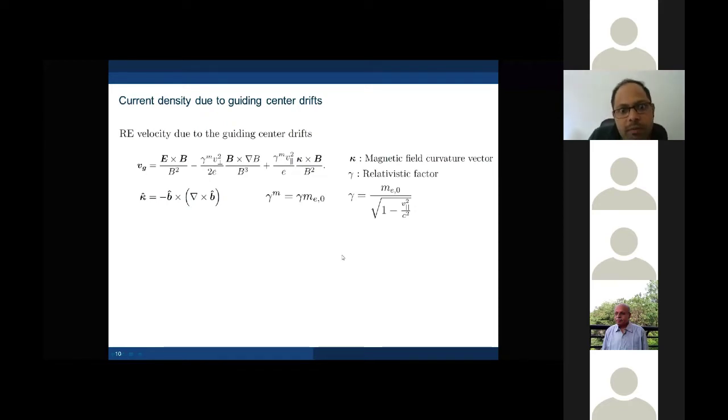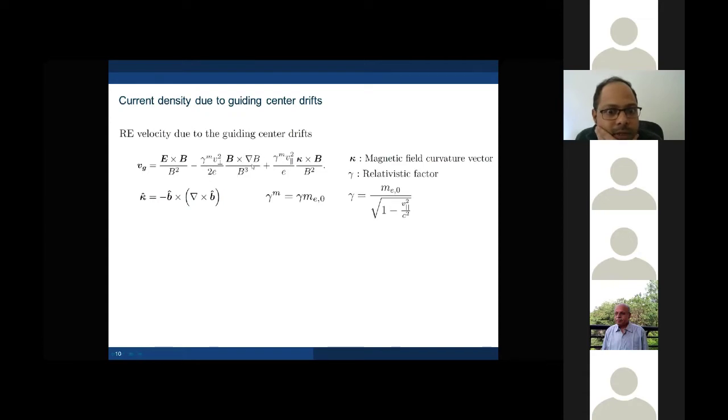that's a full motion. But if we take the center of it, we call it a guiding center. So we only look at the guiding center, which means we are averaging around the gyro orbit. The guiding center drifts of a charged particle can be represented as an E cross B drift. That means when you have an electric field and a magnetic field in a plasma, you have an effective motion of the particle, not just helically along the magnetic field, but also along E cross B. And that is what is referred to as a grad B drift.